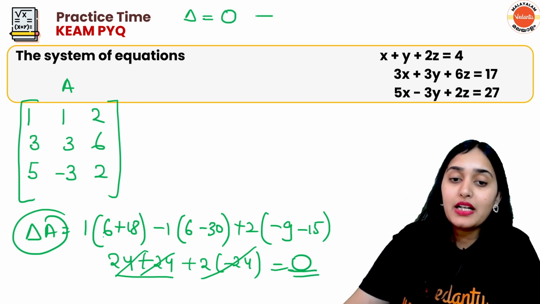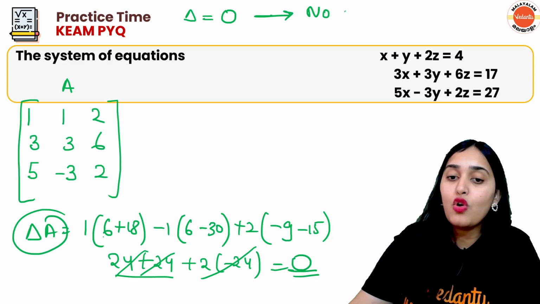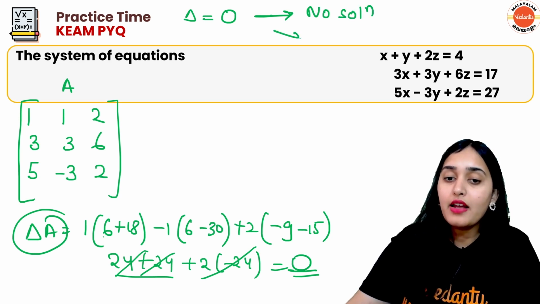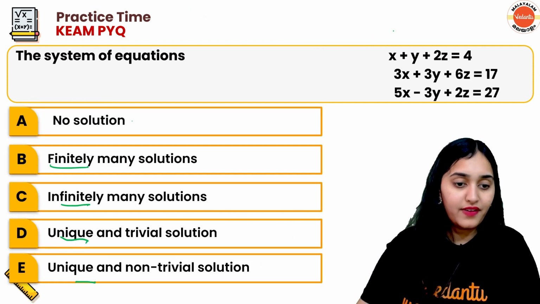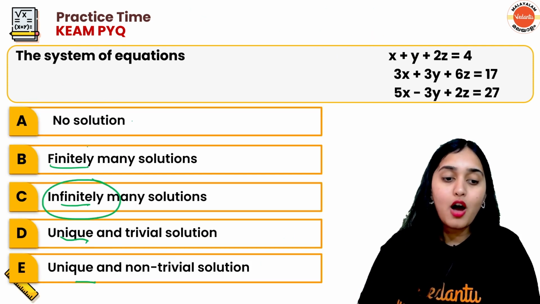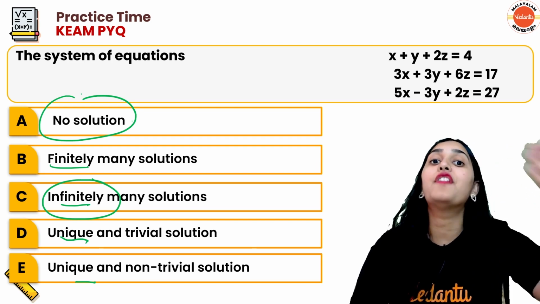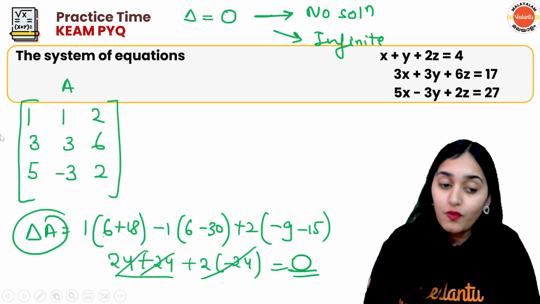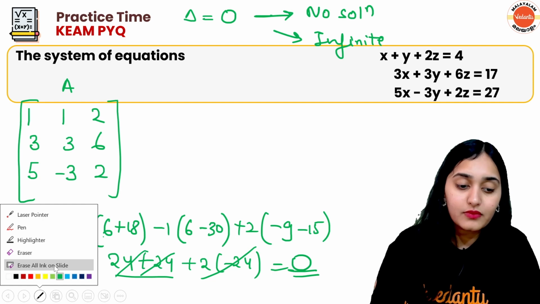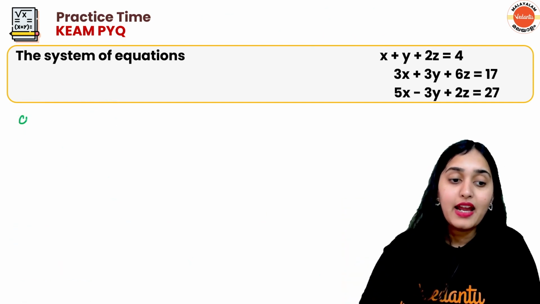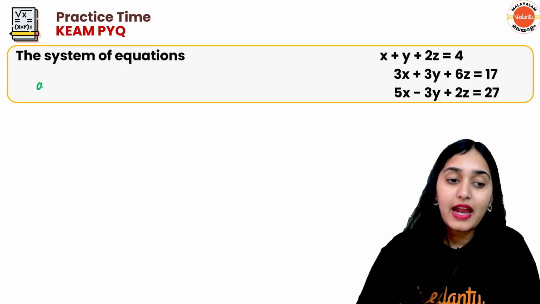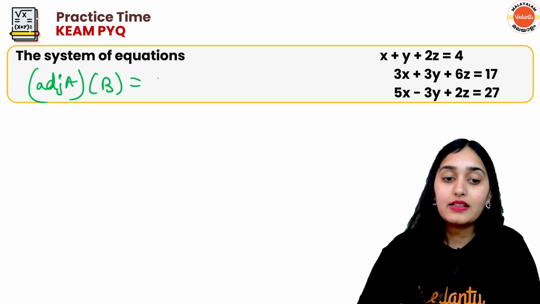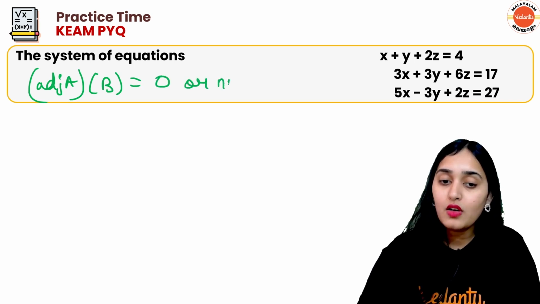If your determinant is 0, it has no solution or it has infinite solutions, right? So if we look at the options, both options are there. So we have to check further. What should you check? Next you will check the adjoint. I'm writing it here. The next step is whether adjoint of A into B is 0 or not.